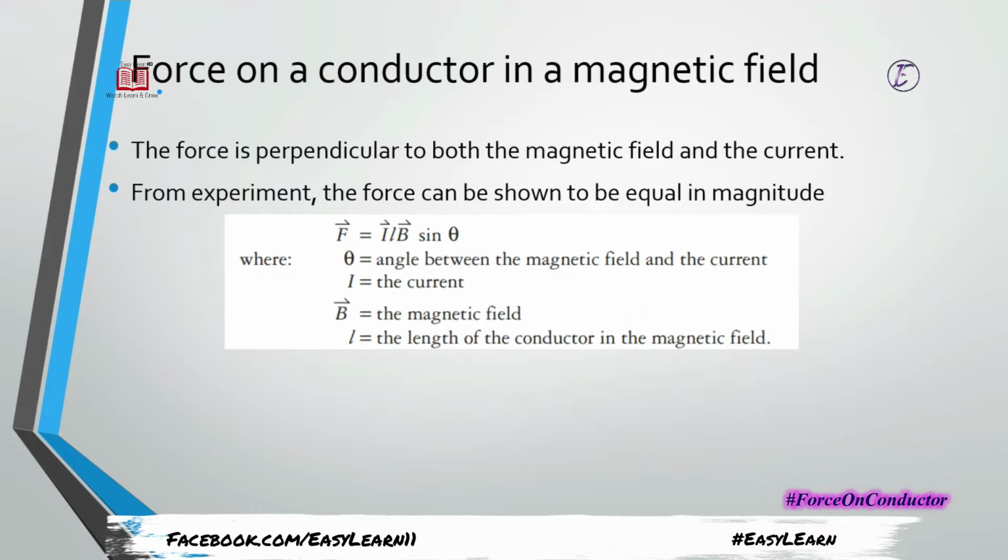This is the formula that is developed for calculation of the force on a conductor placed under the influence of the magnetic field, with current also supplied and passing through it. F is equal to I L B sine theta. Here theta represents the angle between the magnetic field and the current.